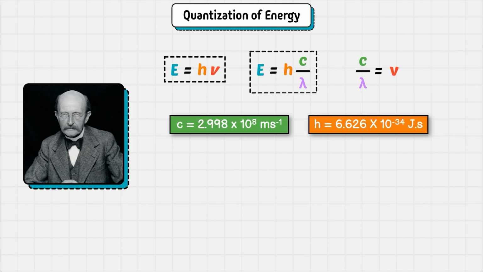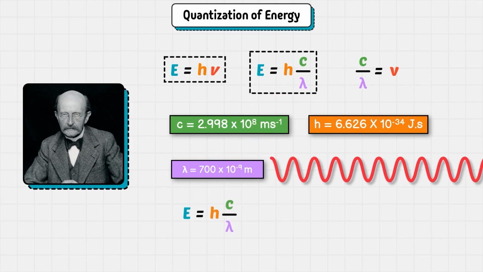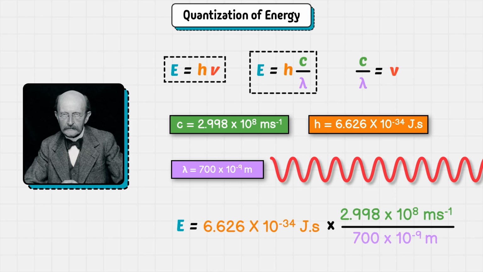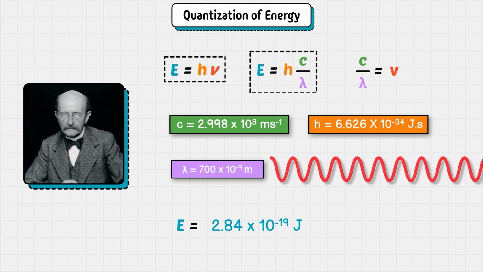frequency or wavelength. For example, let's say we are asked to calculate the energy of one quantum of this red light. To do this, we first need to convert this wavelength into meters. Then, we will use the second equation and plug in the values of wavelength, speed of light, and Planck's constant. After solving this equation, we will obtain the energy of one quantum of this electromagnetic radiation.